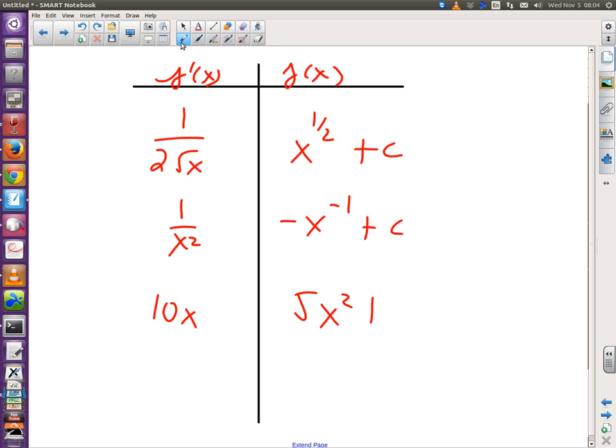5x squared plus alpha. I'm tired of C. Doesn't have to be C all the time. Some constant. Huh? That looks like a 2. It does, doesn't it? It's supposed to. Actually, it's supposed to look like an X.